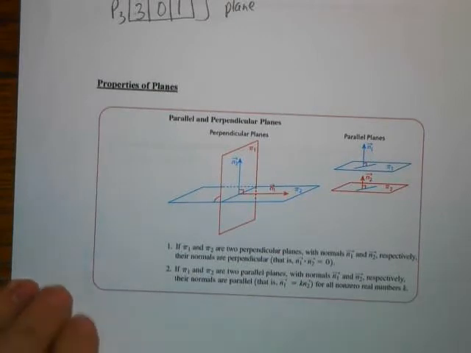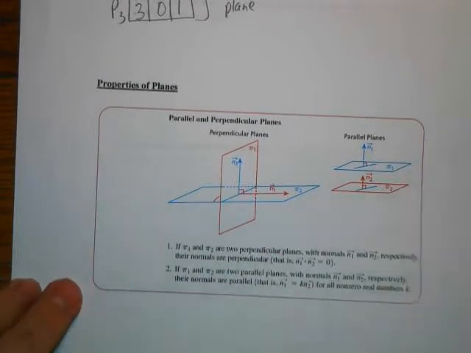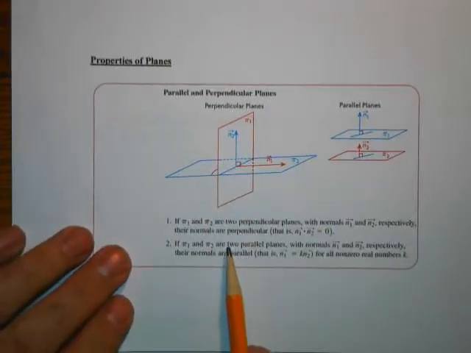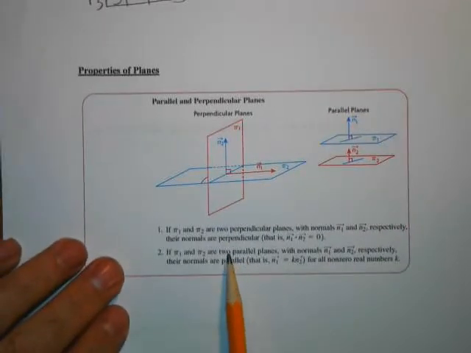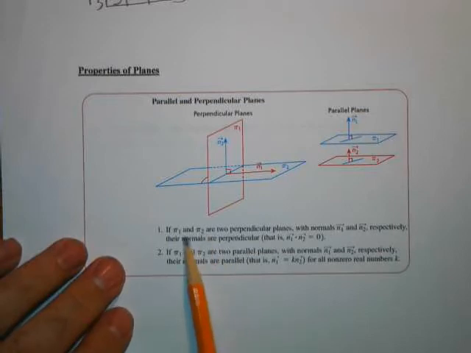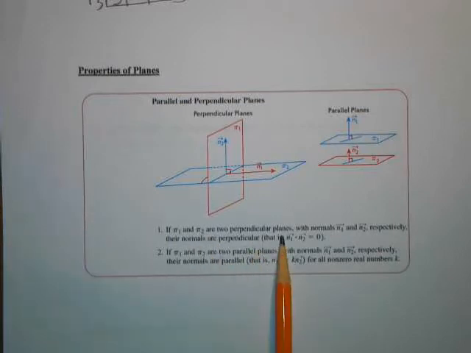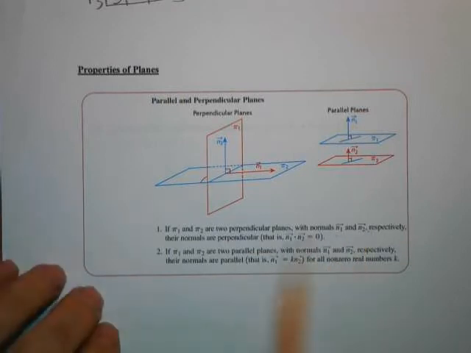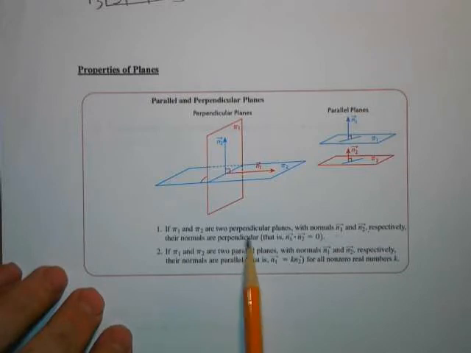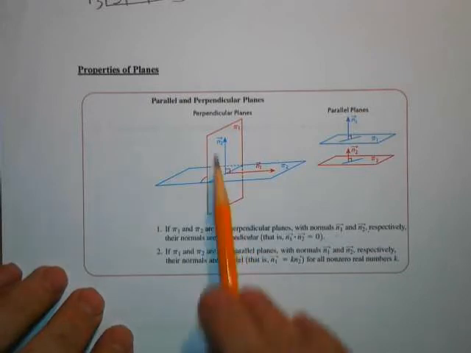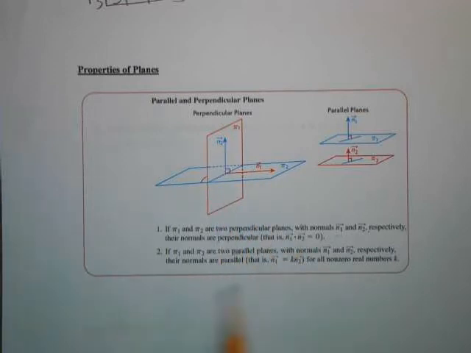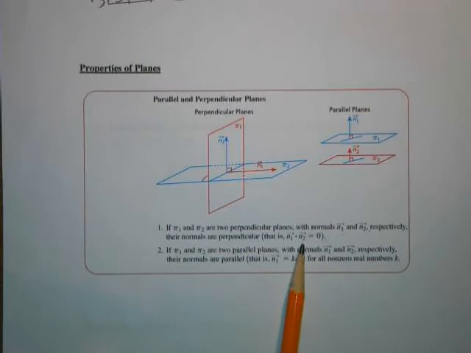I'm going to finish off with some hopefully easier questions. And this is just a review. I think we've kind of covered this already. But if you have two planes 1 and 2, if they're perpendicular and their normals are n1 and n2, then the normals are perpendicular. If the planes are perpendicular, well then so are the normals. So therefore, the dot product of the two normals will be 0.